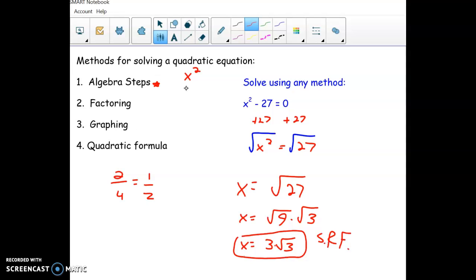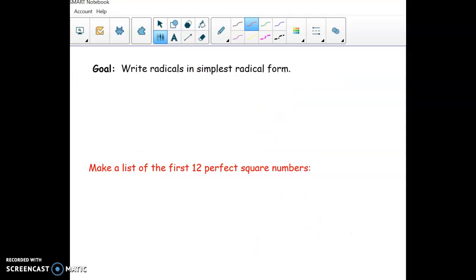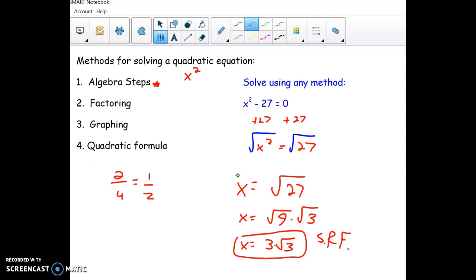As we start to solve, we're going to have to use this simplest radical form. So today's lesson is just to review simplest radical form, which hopefully has come up in your previous math classes. Your goal is to write radicals in simplest radical form. It might be helpful to have a list of perfect squares. On this one, I split off the perfect square 9, so in this lesson you need to know your perfect squares.